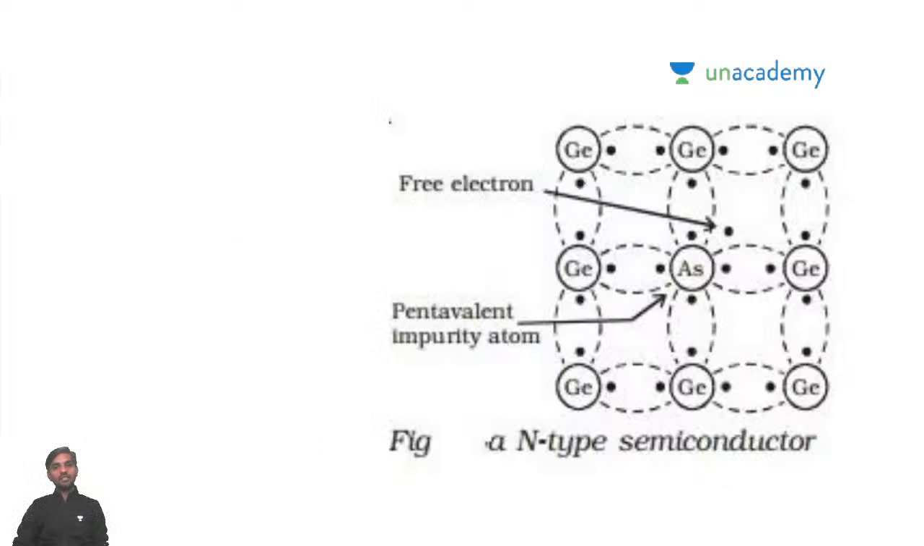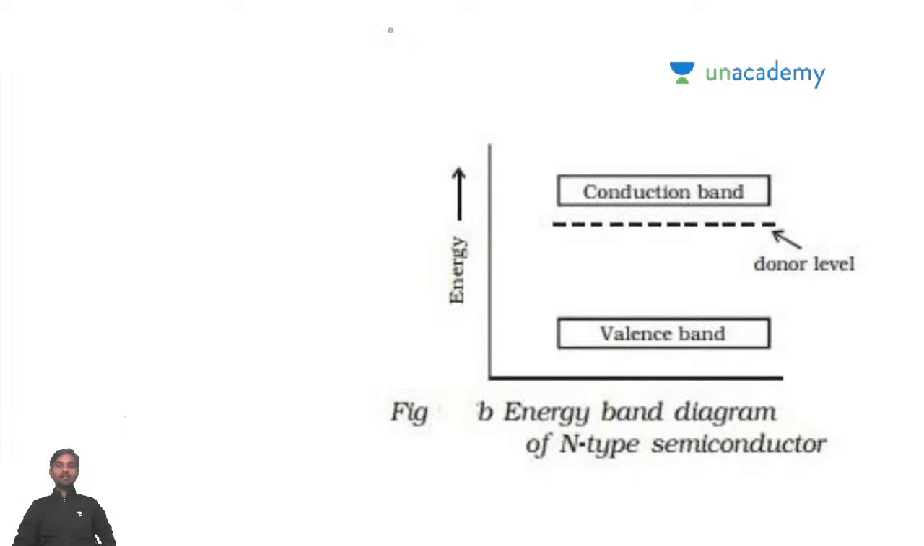If you go back and see, this is what I'm trying to mention here. A pentavalent impurity is added here. By adding a pentavalent impurity, you can see arsenic is added here. A free electron is generated, and we call it an n-type semiconductor.